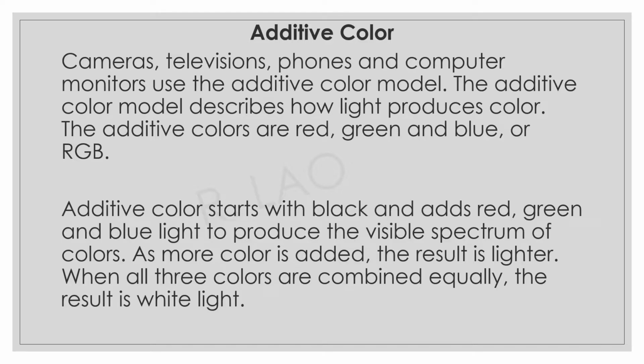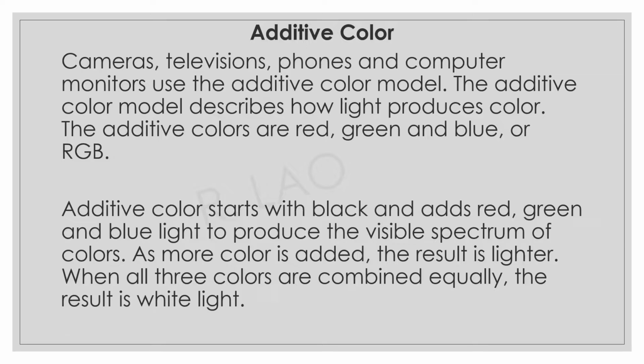So, duwa ka klase ang aton nga color, which is the additive color. It refers to cameras, television, phones, and computer monitors. They use the additive color model. The additive color model describes how light produces color. The additive colors are red, green, and blue, no? Or it means RGB. Additive color starts with black.